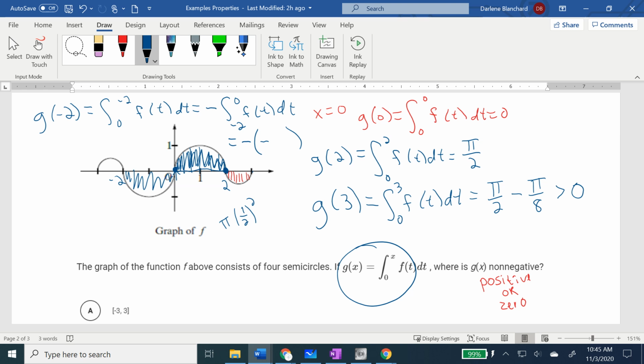5 minutes left, so I need to get you to the quiz. What you actually need to realize is that you have a positive pi over 2 at this g value. And that literally, when you go all the way back to here, you actually are taking away a pi over 8 to get back that far. G of negative 2 is pi over 2. G of negative 3 is pi over 2 minus pi over 8, which is still a positive number.